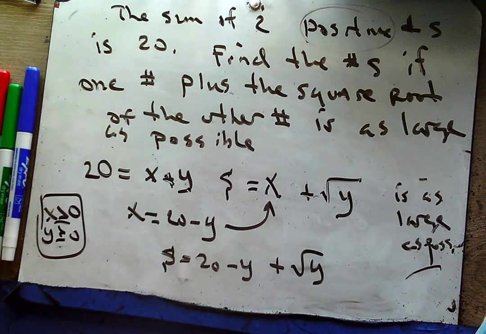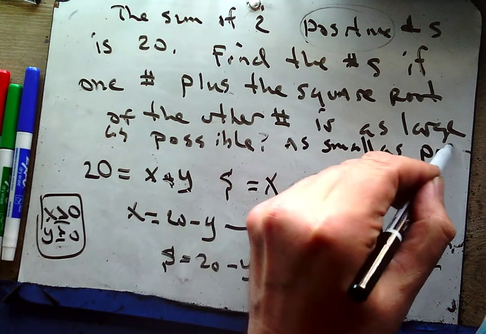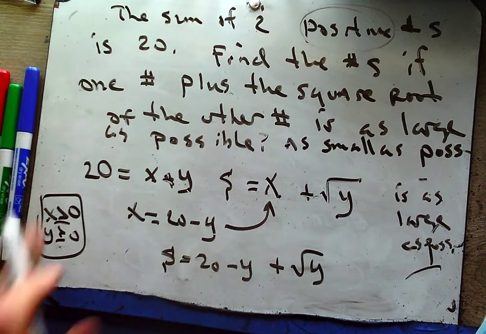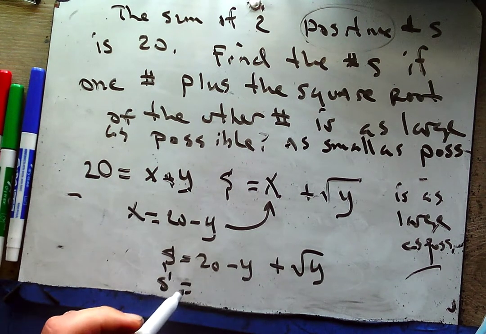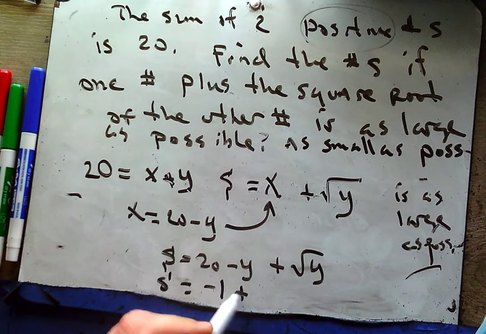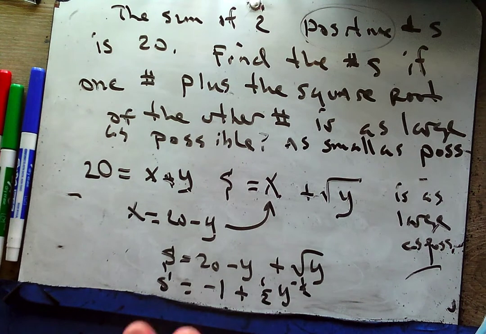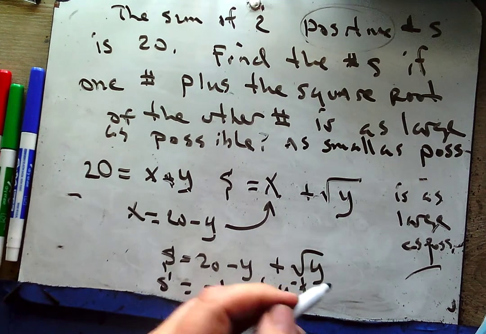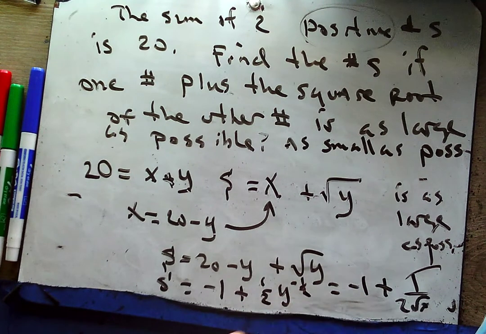Okay, but now I'm trying to find as large as possible. We also want as small as possible. But one at a time, okay? So this is the thing I want to take the derivative of. S prime: derivative of 20 is 0, derivative of negative y is negative 1, and the derivative of the square root of y is 1/2 y to the minus 1/2. I want to know when this is equal to 0 or when this is undefined. It may be helpful to rewrite this as negative 1 plus 1 over 2 square root of y.